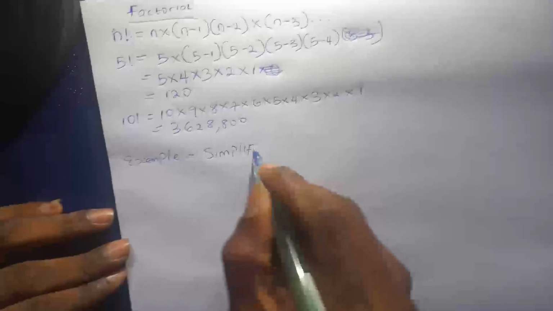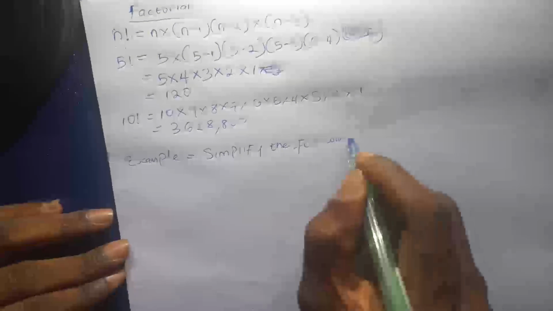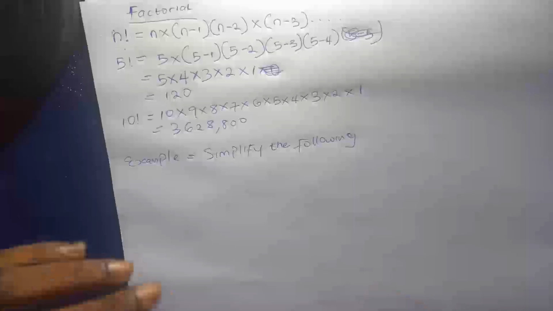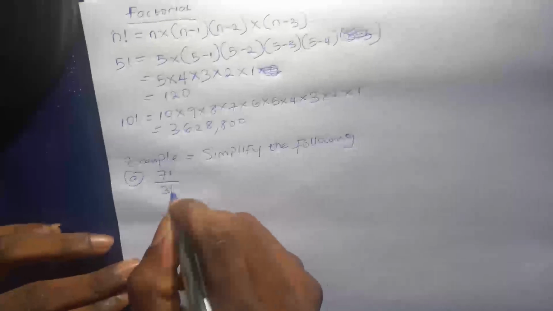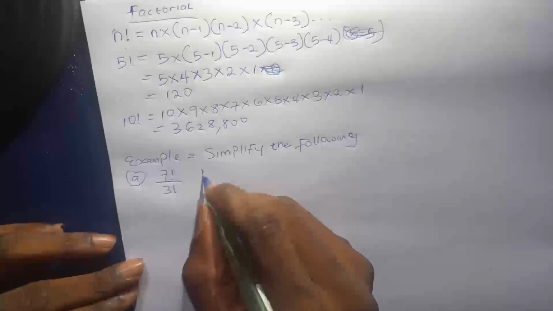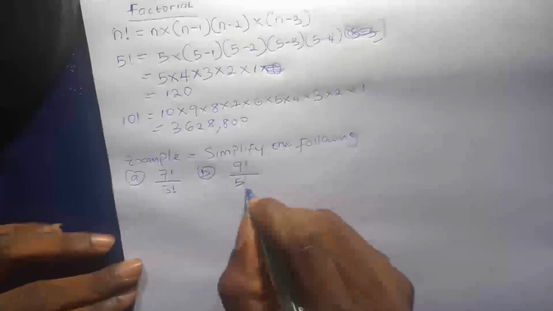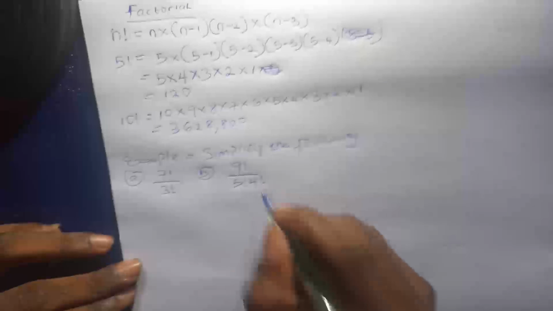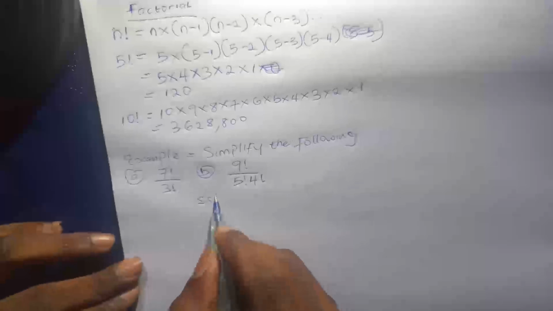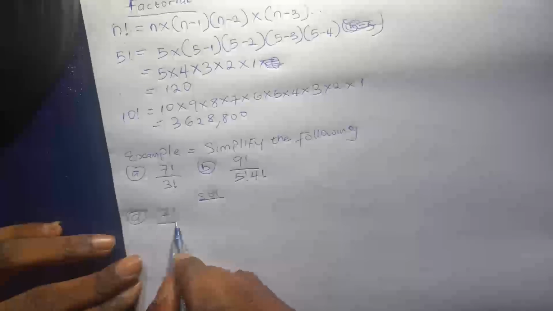Now let us go to examples. Simplify the following. Now we're going to just take two examples. A, 7 factorial over 3 factorial, and B, 9 factorial divided by 5 factorial multiplied by 4 factorial. Solution for the A, which is what now? 7 factorial divided by 3 factorial.